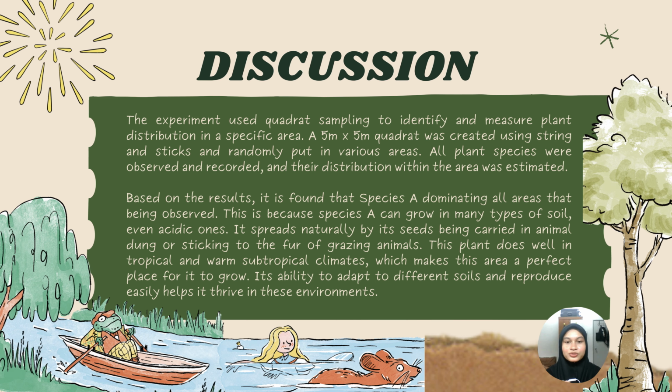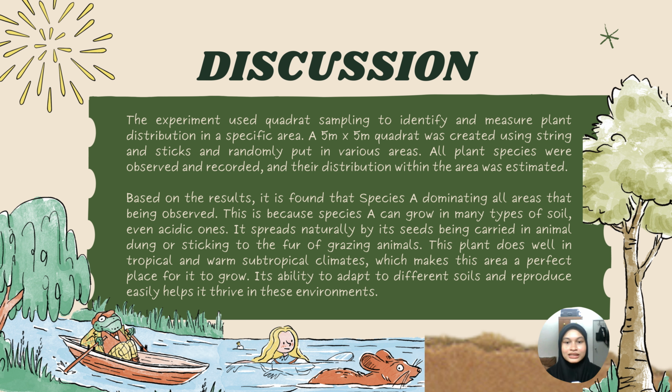The experiment used quadrat sampling to identify and measure plant distribution in a specific area. A 5 meter times 5 meter quadrat was created using string and stick and randomly put in various areas. All plant species were observed and recorded, and their distribution within the area was estimated.